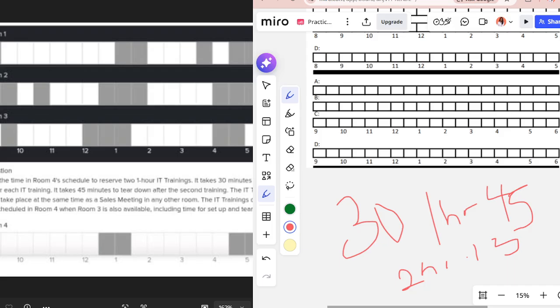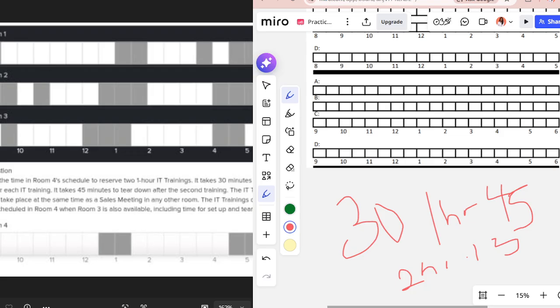And then yeah, we would have from 10 to 12:15 is also a good time. So I believe these are the times. Okay, it takes 45 minutes to tear down after the second training. Okay, so we are good then.